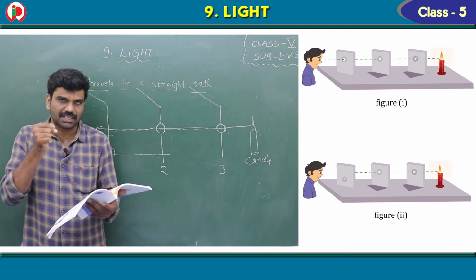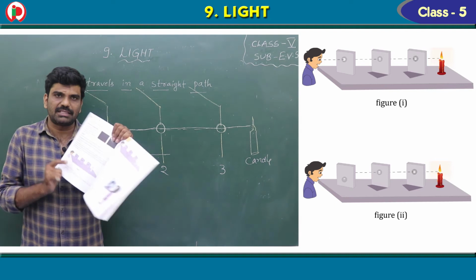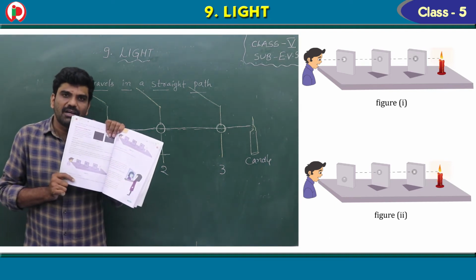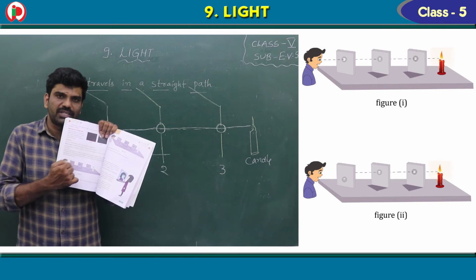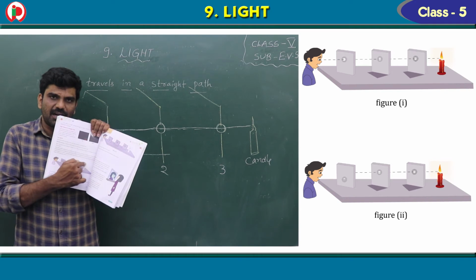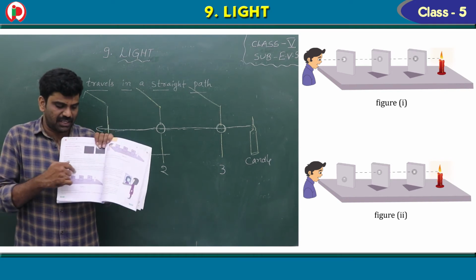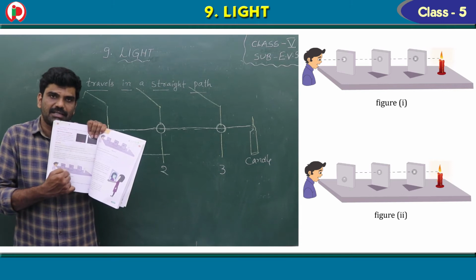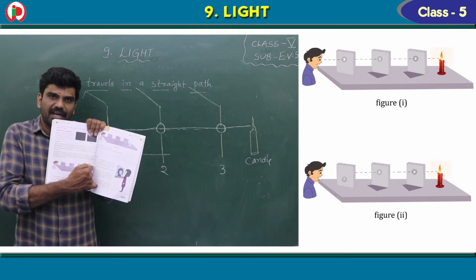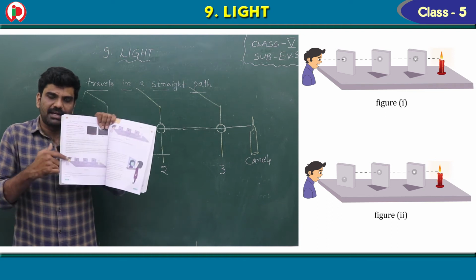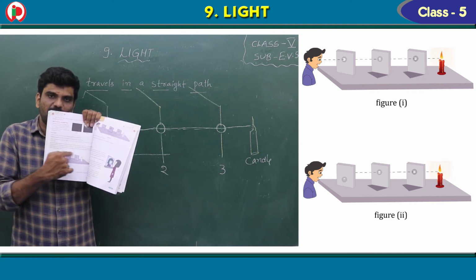Last and final, I am explaining this one. Now this experiment is to prove that light travels in a straight line. For that, you have to take 1, 2, 3 cardboards and a candle. These 3 cardboards, see, are of equal size, and you should make the holes of the same height, and the candle is at the other end. Keep these 3 cardboards on the table. Okay, and see from one end.